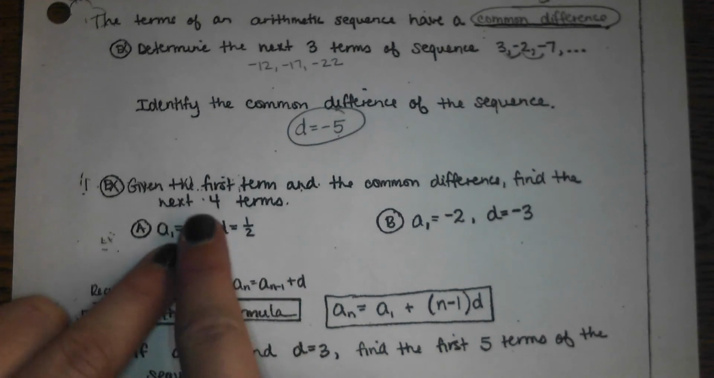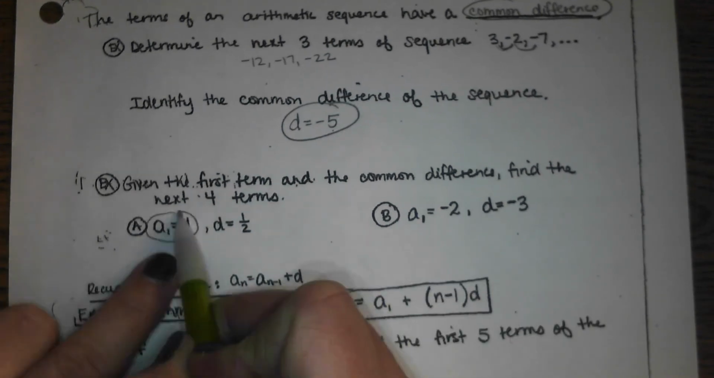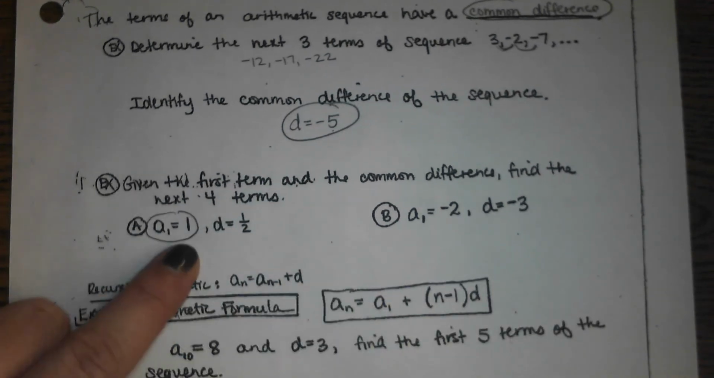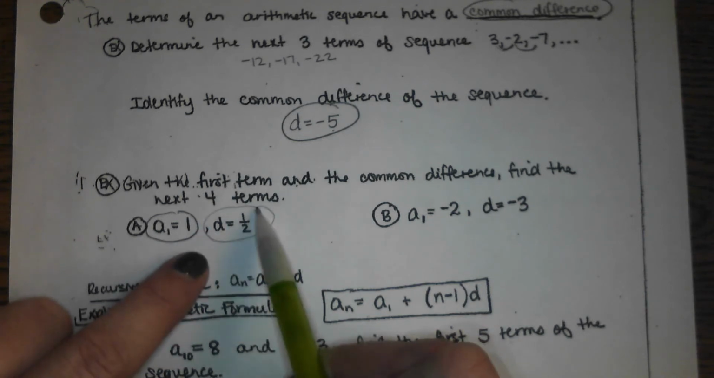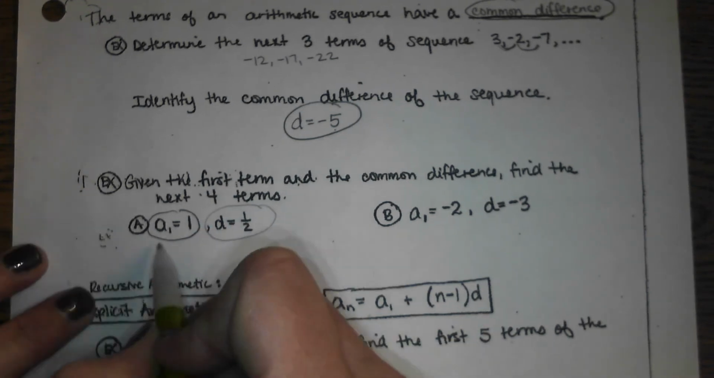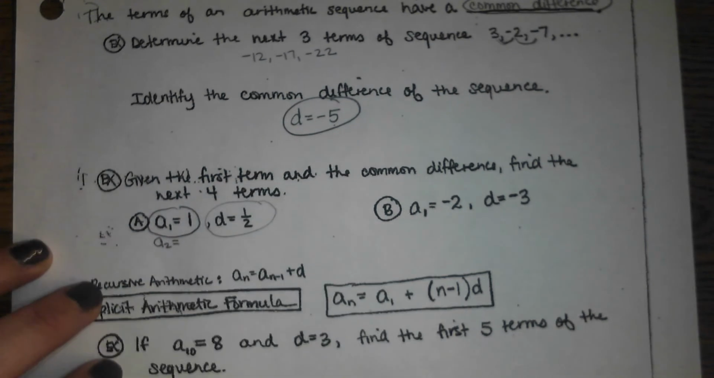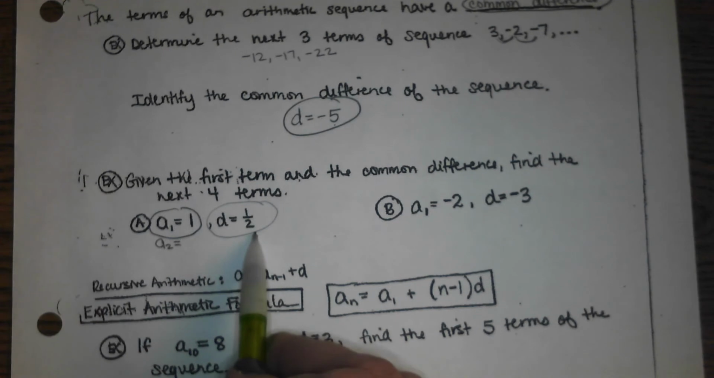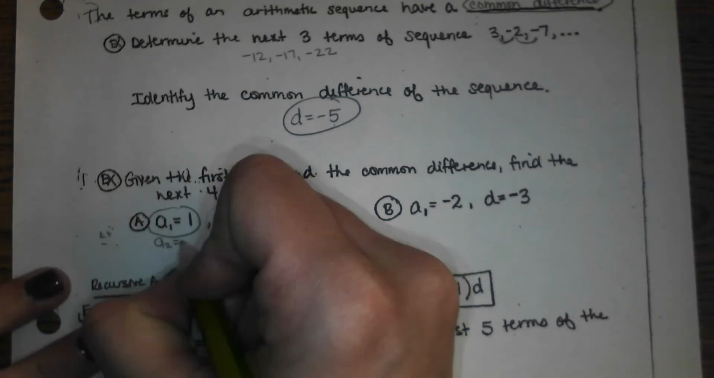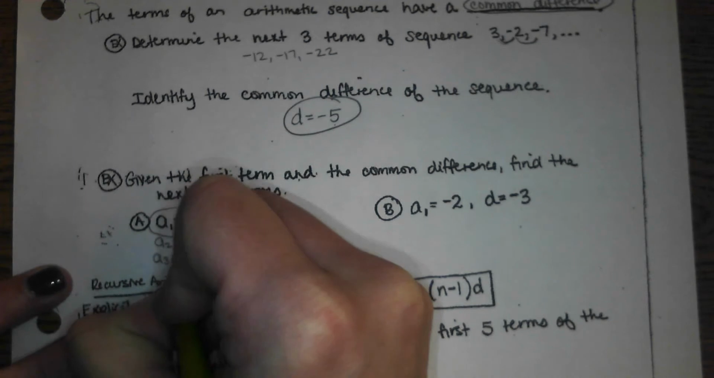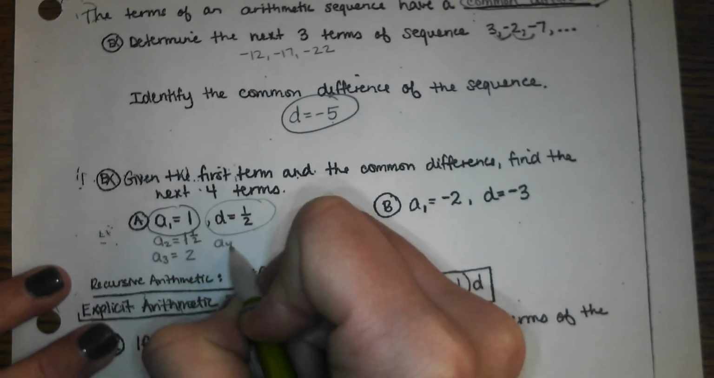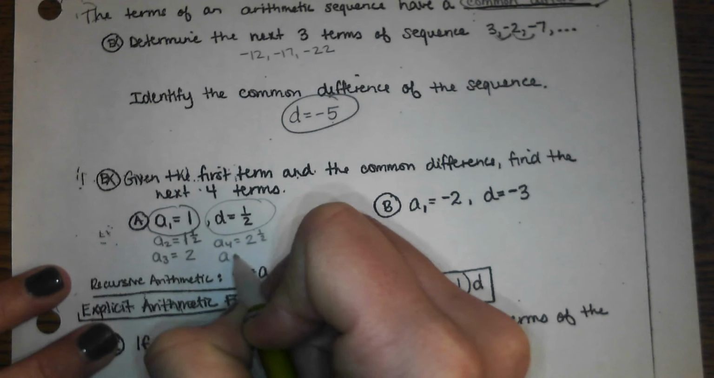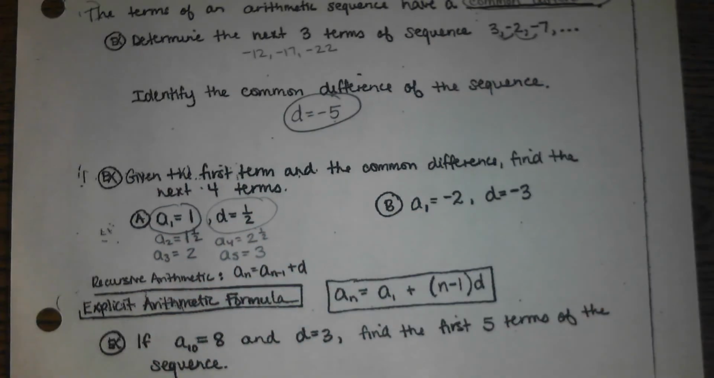Now jumping to notation. Given the first term, see how we're given the first term, a sub 1 is 1, so the first term is 1. And given the common difference of a half, find the next 4 terms. So a sub 1 is 1. A sub 2 would be what? No. The common difference is a half, so that's what I'm adding each time. 1.5. And then the third term would be 2, and the fourth term would be 2.5, and the fifth term would be 3. It said the next 4 terms. I already had the first, so the next 4 would put me through the fifth. Good?